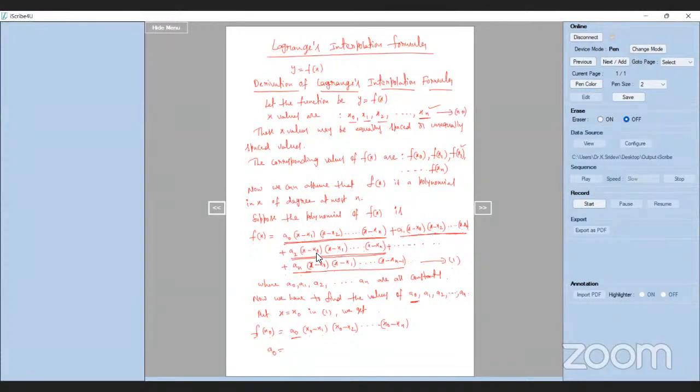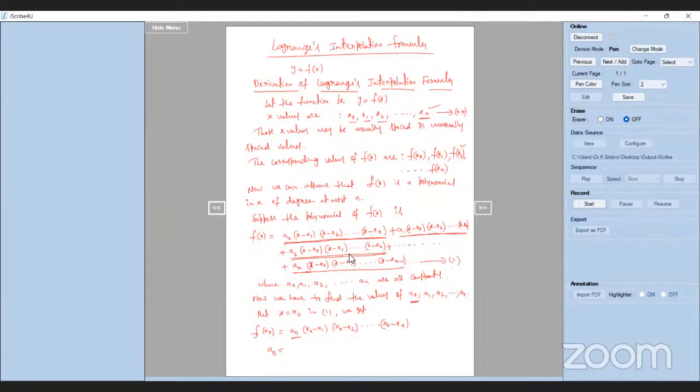And in the third term, we will get a2 into x1 minus x0, x1 minus x1. So the x1 minus x1 factor will be there, so that this term will become 0. And similarly, if we take the last term, if we take x equal to x1, an into x1 minus x0, x1 minus x1. So anyway, the x1 minus x1 factor will be there. So this term also becomes 0. That means except the second term, all the remaining terms become 0 when x equal to x1.